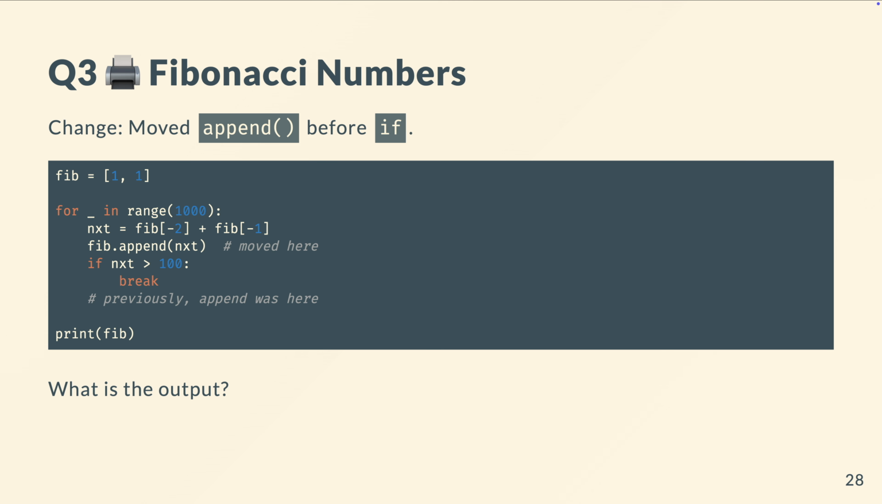Now, question 3. We moved append earlier. Now the code appends next first, and only then checks if next is greater than 100. So a number greater than 100 might get added before the loop breaks. What is the output now? Pause and think carefully.